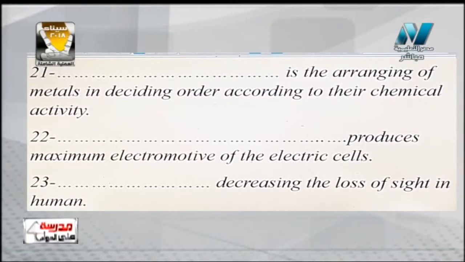So here we have different types of questions, such as complete, problems, drawing, and something like that. Let's start with the first type of questions, complete. Let's start together with the first type, complete the following statements. We have number one, as we can see in front of us: is the arranging of metals in descending order according to their chemical activity.